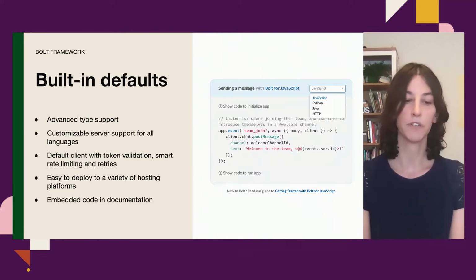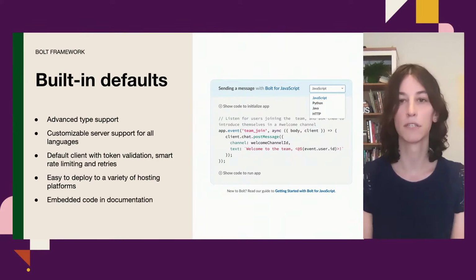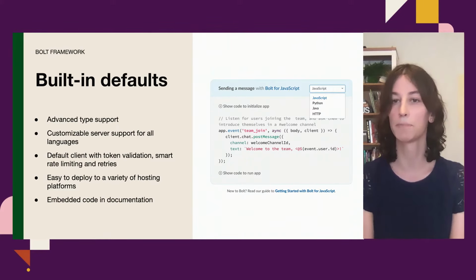Regardless of which language you use, Bolt has built-in defaults to make building easier. There's advanced type support to understand method and event params right from your text editor. There are smart defaults for things like token validation and rate limiting. And it's built to be easier to deploy to a variety of hosting platforms like AWS, Azure, or Heroku. And there's embedded code throughout the documentation. So once you have an initial Bolt app set up, you can copy and paste code throughout the API site into your app.